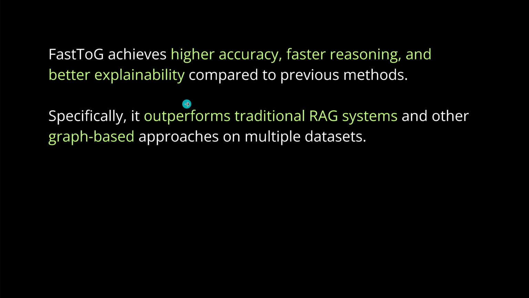However, this thing now significantly outperforms the traditional RAG system and all the other graph-based approaches if we have multiple datasets. So really, this Fast Thinking on Graph achieves a higher accuracy, a faster reasoning, and a better explainability compared to the previous methods. At least this is what the authors claim.